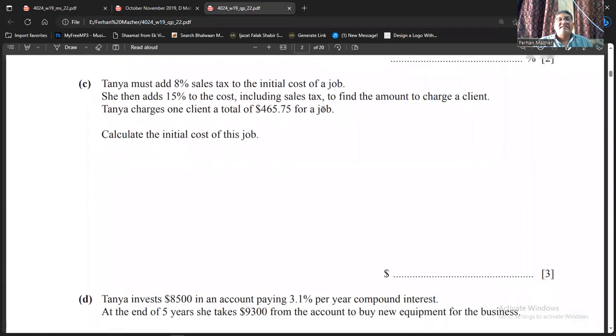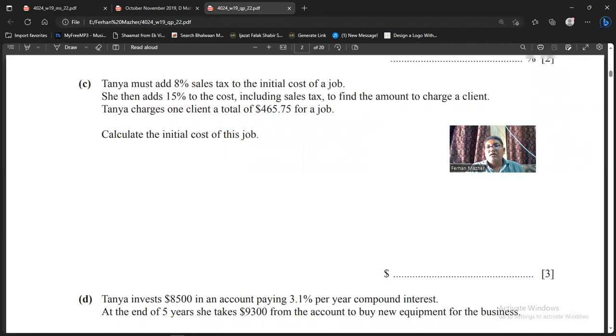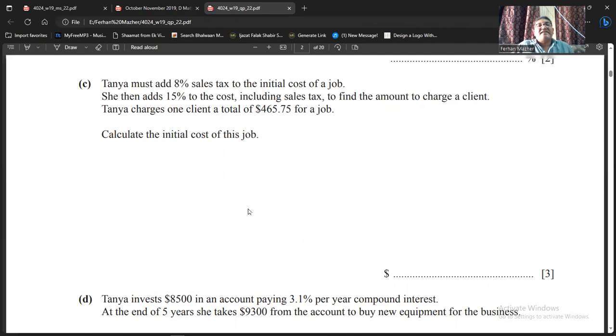Okay, so we are going to the C part. So the C part is: Tanya must add 8% sales tax to the initial cost of a job. She then adds 15% to the cost, including the sales tax, to find the amount to charge a client. Tanya charges one client a total of $465.75 for a job. Calculate the initial cost of the job.